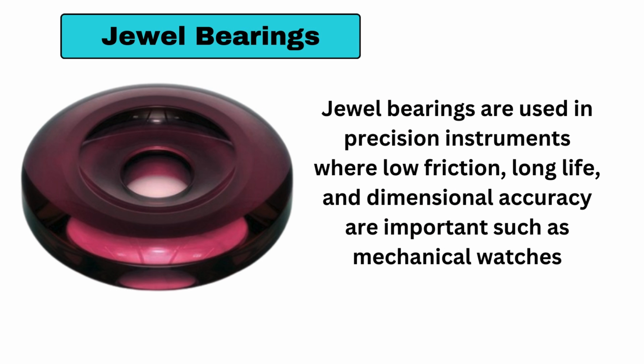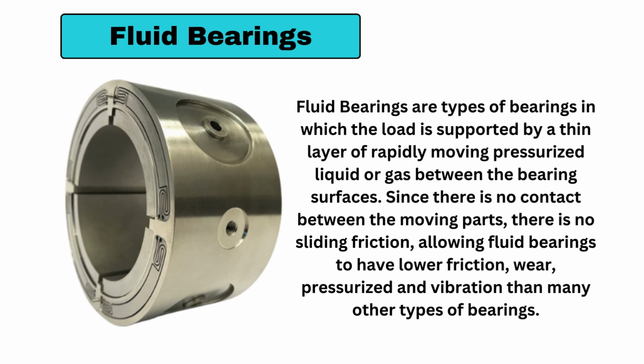Next one is the jewel bearings. The jewel bearings are used in precision instruments where low friction, long life and dimensional accuracy are very important, such as in mechanical watches. Now let's discuss the fluid bearing. In the fluid bearing, the load is supported by a thin layer of lubrication. Here there are no moving parts and no sliding friction. The fluid bearings are categorized into two types, hydrostatic and hydrodynamic bearings.